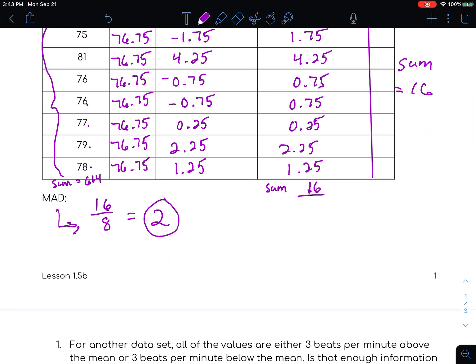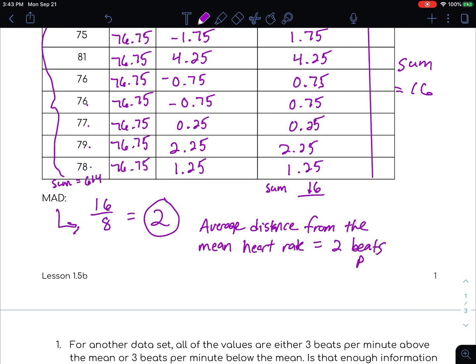is 2. The average distance from the mean heart rate, from the average heart rate, is 2 beats per minute.